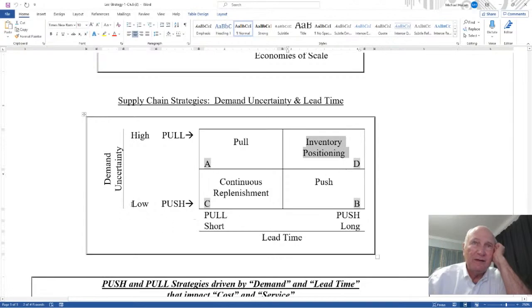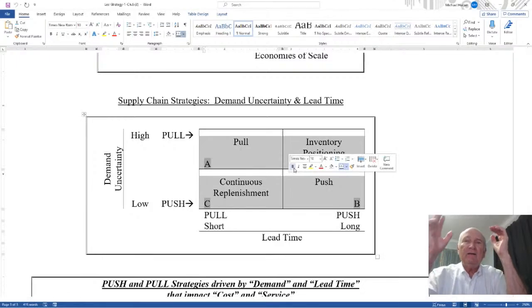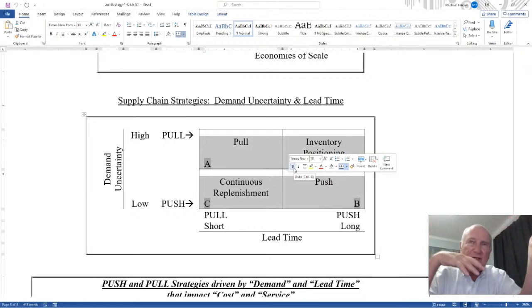On the other hand, if you have low demand uncertainty but you have a short lead time downstream, then you're going to have a push system upstream to create inventory, but then you have continuous replenishment downstream to support the downstream pull system. And so you can see how the supply chain can be designed depending on what the demand is, depending on what the lead time is, and depending on what the product variety is.